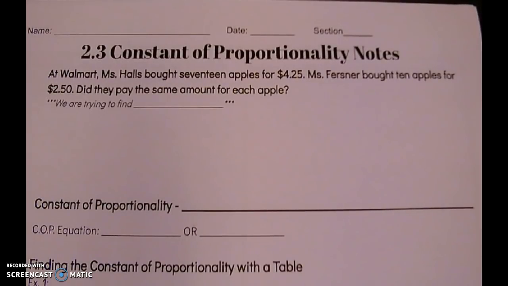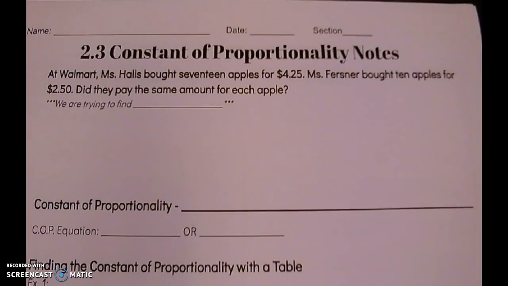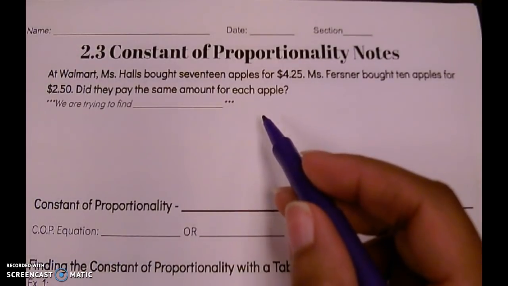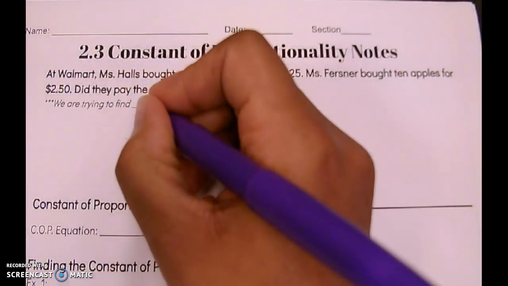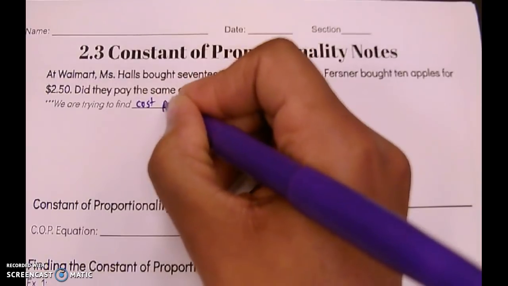We're going to start off with a real-world problem so that you can understand why knowing something known as the constant of proportionality is important. So here we go. At Walmart, Miss Halls bought 17 apples for $4.25. Miss Fersner bought 10 apples for $2.50. Did they pay the same amount for each apple? Based on the question here, we're trying to find the cost per apple.